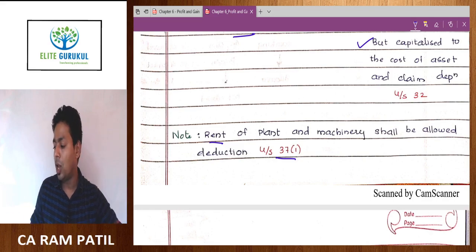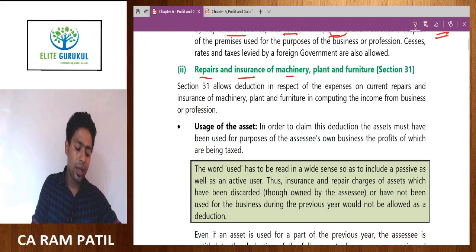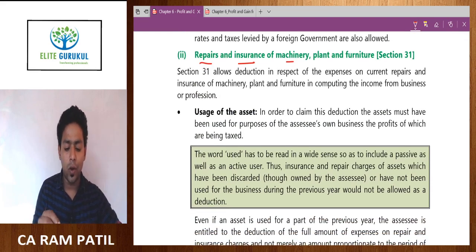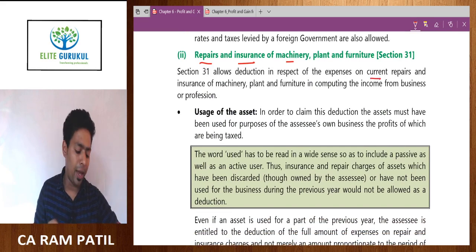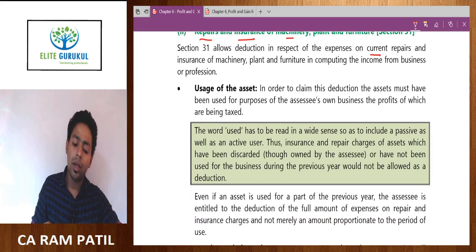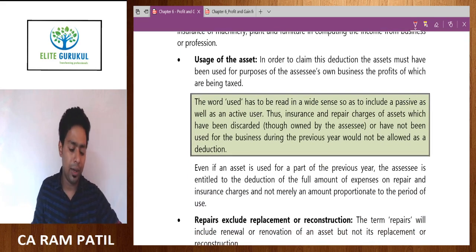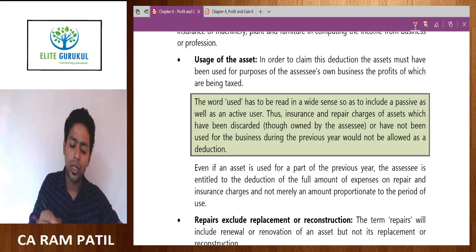Yes friends. So, now let us have a look at your study material. Section 31 allows the deduction in respect of expenses on current repair and insurance of machinery, plant and furniture in computing income from business or profession. Usage of the asset: in order to claim deduction, the asset must have been used for the purpose of the assessee's own business, the profits of which are being taxed.